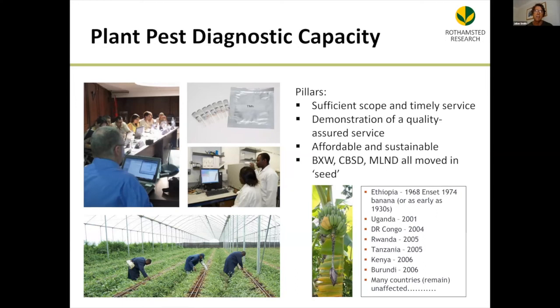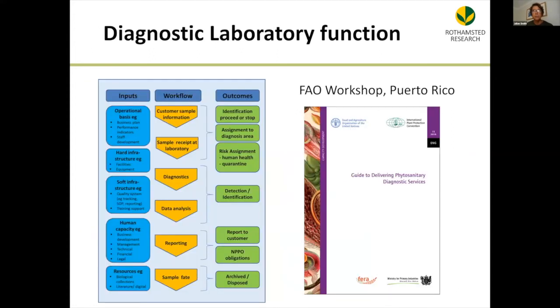So this is an example of the demonstration of how competent your laboratory is. And that quality assurance is really key to demonstrate if you're going to have trust with your partner. You need to think through how your laboratory works.